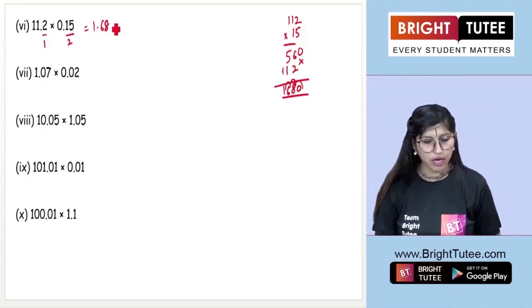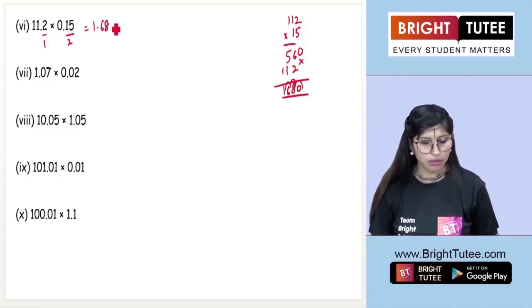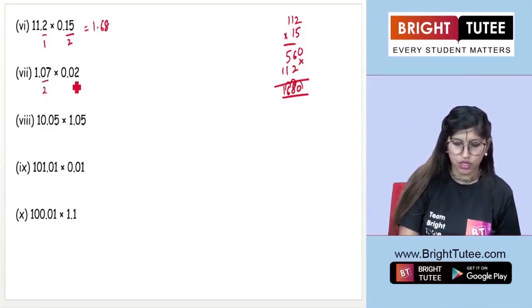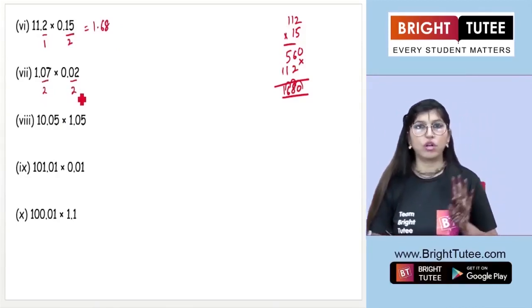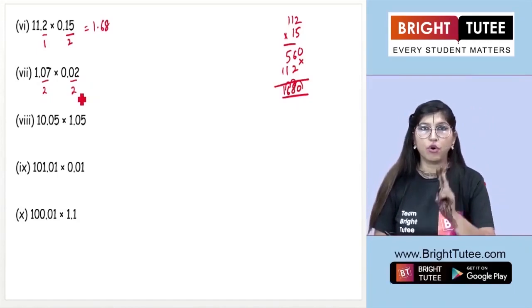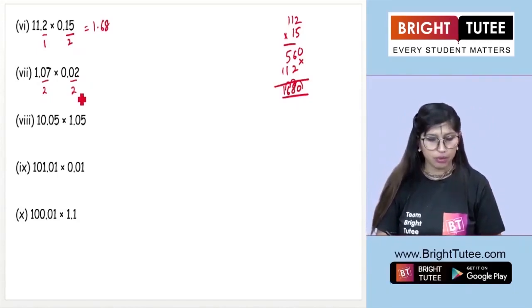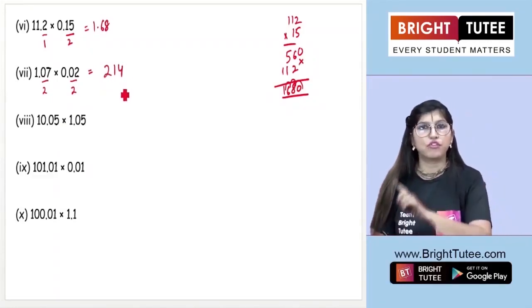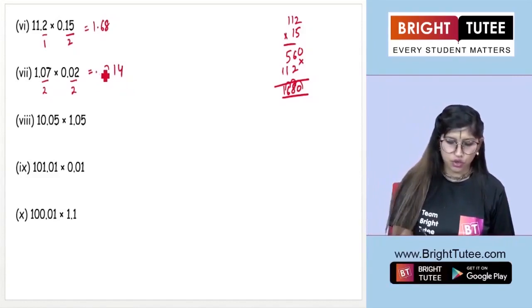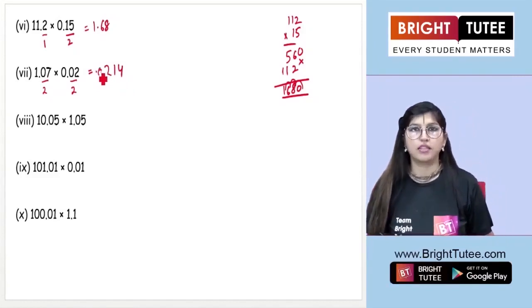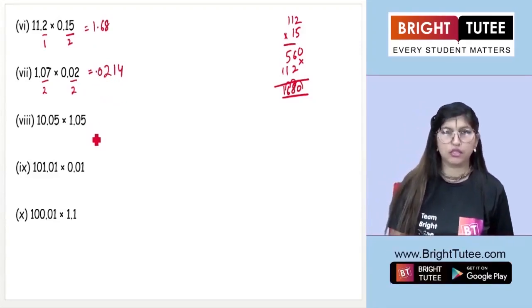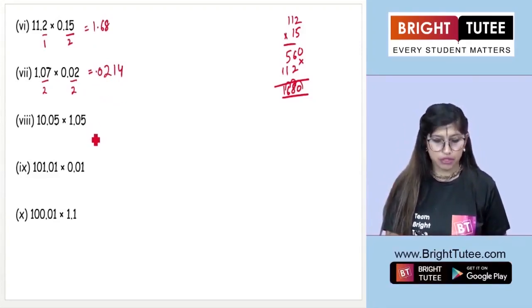Moving on to the seventh part, we have 1.07 multiplied by 0.02. So 2 places over here, 2 places over here. So in total, we'll shift that decimal point 4 places to the left. Now we'll be multiplying 107 and 2 first, which will be 214. And we'll need to shift 4 places to the left. So this will be our final answer. I hope you can write it down now. How do we go about all these multiplications of decimal numbers we have?